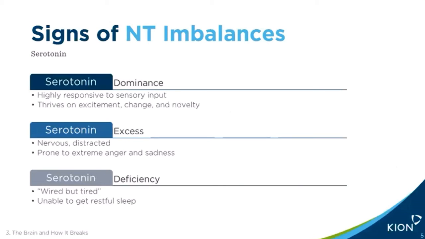So let's take serotonin, for example. People who are prone to serotonin dominance tend to be highly responsive to sensory input like sounds and light and social interaction. They tend to get burnt out a little bit if they spend too much time in those situations, but they also tend to thrive on excitement and change and novelty. But in excess, that serotonin can cause nervousness or distraction. People with excess serotonin often get very angry, very sad, and display some symptoms of bipolar, depression, and other mood disorders. Then you get serotonin deficiency on the other end of things, and that often shows up in being unable to fall asleep, or feeling tired but wired, or unable to get restful sleep. And so, anything in a serotonin excess or a serotonin deficiency state that would help to modulate serotonin levels can assist one in that type of scenario.